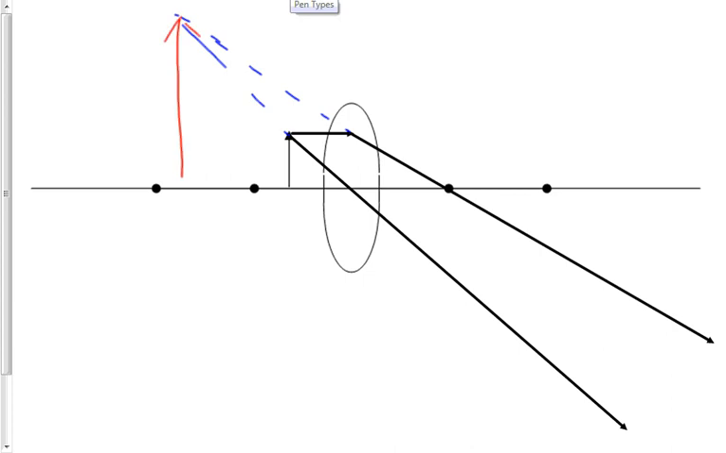What are the characteristics of this image? What's one of them, Sean? Larger. Good. What's another one? What is another one, Hayden? It's virtual because dotted lines intersect. It means we couldn't project it onto a screen. What's the third one? It's upright, right side up.